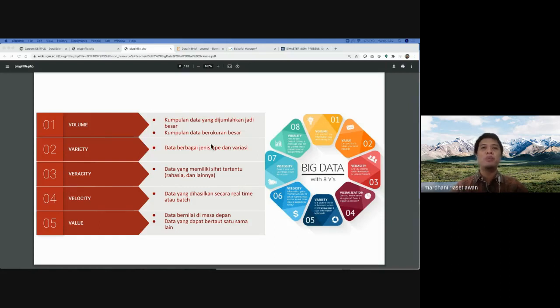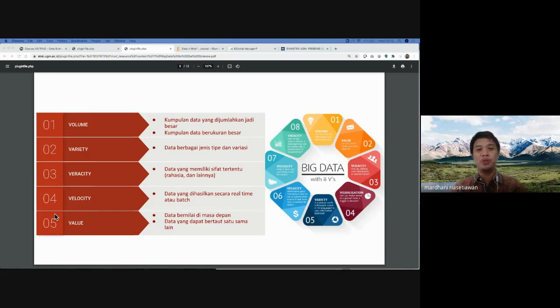Even though we discuss only the 5V, volume, variety, veracity, velocity, and value, actually in the world we already have a big V. In IEEE, they already have more than 40 V. So a lot of definitions on it. But at least you keep these 5V, because this is most important for you.